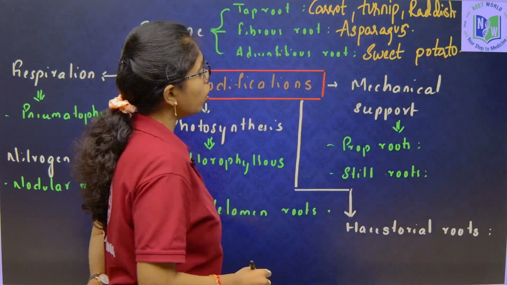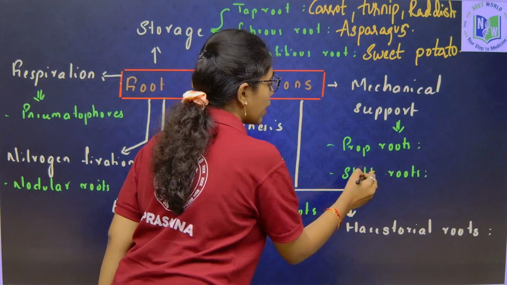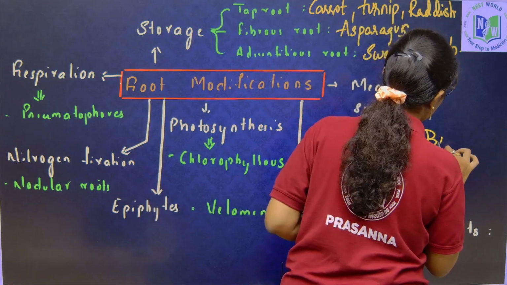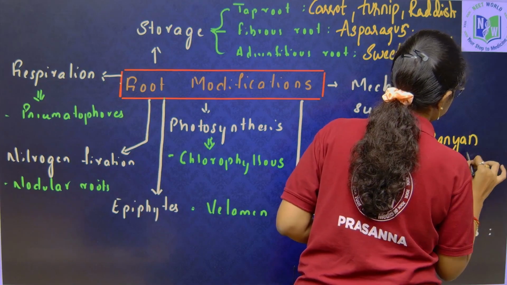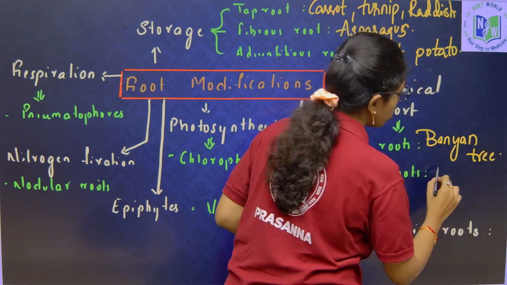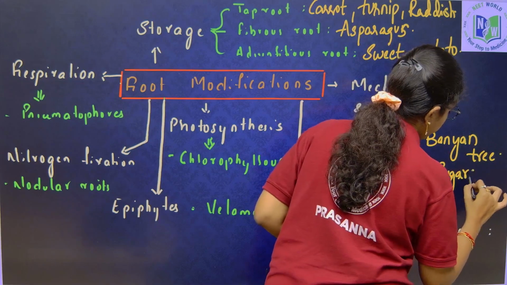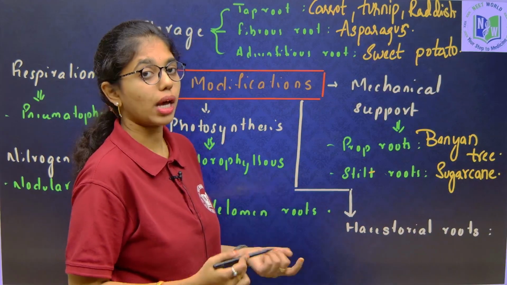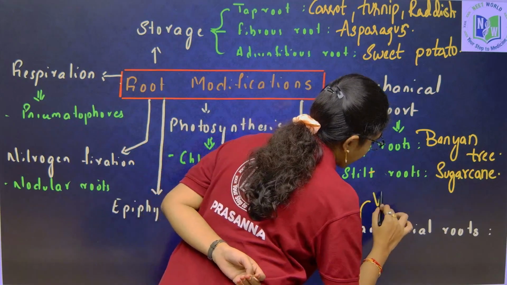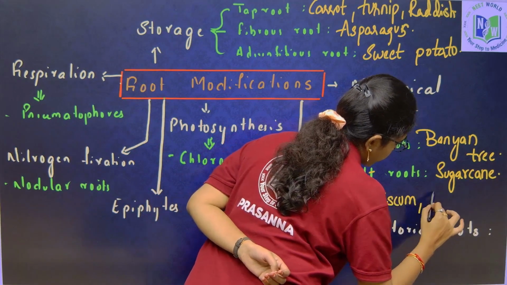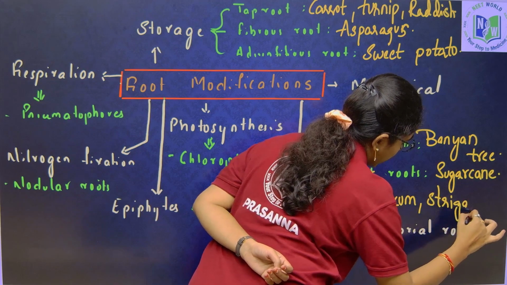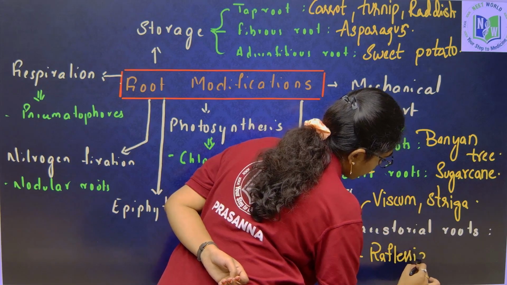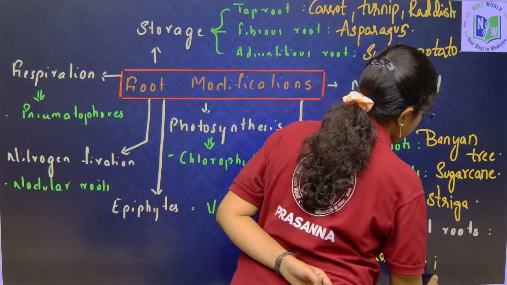Fine. Now, those types of roots which help in mechanical support: prop roots or pillar roots, best example seen is in the banyan tree. Stilt roots, sugarcane. Haustorial roots, also called parasitic roots, are observed in Viscum and Striga, partial parasites, and complete parasites, Rafflesia and Cuscuta.